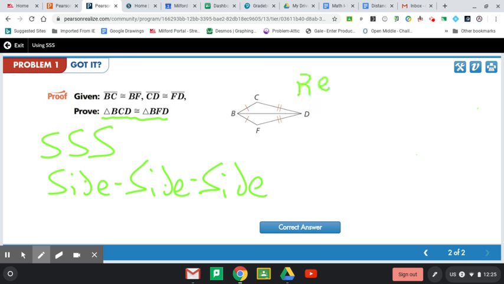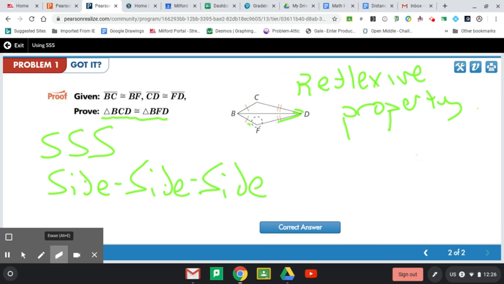Something we have to know, and we're going to use a lot, is the reflexive property. The reflexive property is a shared side. So this side BD belongs to both triangles. It's a side of this top triangle. It's also a side of this bottom triangle. A shared side is called the reflexive property. The reflexive property is given that it must be congruent because it's a shared side. So that is a term and something we'll use in all of our triangle proofs.